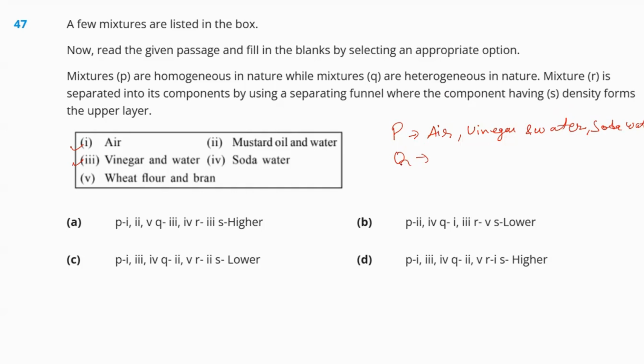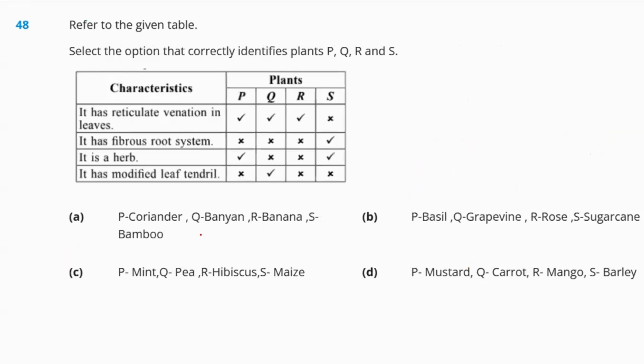Q would be heterogeneous. Heterogeneous mixture would be when we are adding mustard oil plus water, or we have wheat flour plus banana into it, right? R is separated into components by using a separating funnel. R would be mustard oil plus water, right? And S density forms the upper layer. So S would be the lower one, which would be on the upper side. Our option number C would be the correct answer.